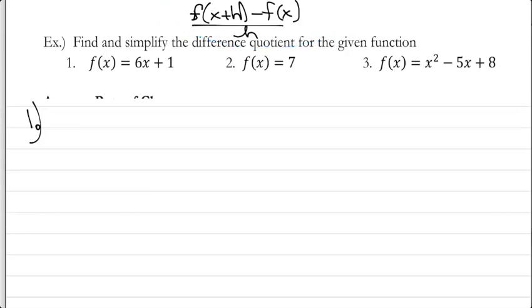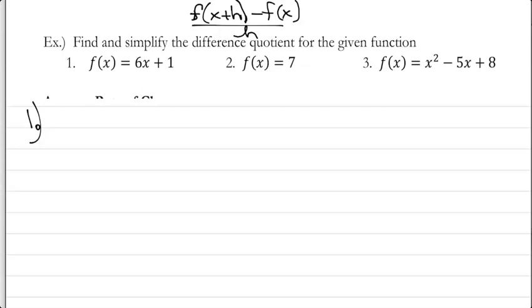If any of you have had calculus in the past, you may or may not have seen this f of x plus h depending on what all you went into. If you have to go on to take calculus, you definitely will see this difference quotient in a college calculus course. So in number 1, we have the function as 6x plus 1.